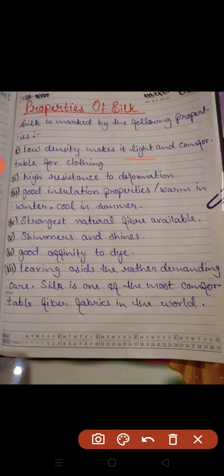It has high resistance to deformation. It means that it resists deforming, or changing its shape. It will not change its shape, so that's why it is highly resistant to deformation. It has good insulation properties. It means it does not pass current or heat, you can say. And so it is warm in winters and cool in summers, so it is the best fabric, I think.